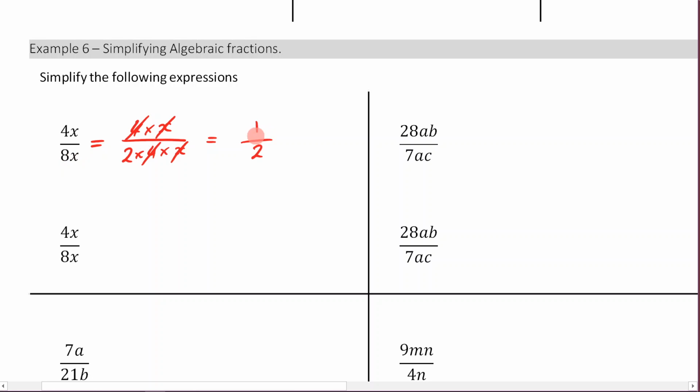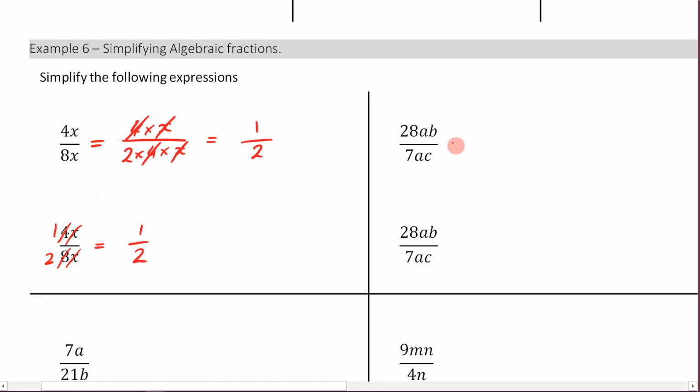Now, the way I want you to answer these things is not by drawing these out. Rather, I would much prefer you to do it this way. You see an x there, you cancel them. Then you've got a 4. 4 divided by 4 is 1. 8 divided by 4 is 2. And therefore, you just get a half. So it's a lot quicker this way, and this is the way you should be doing it. You shouldn't be writing them all out. Rather, you should just be doing this method. This is really just to show you what's going on.